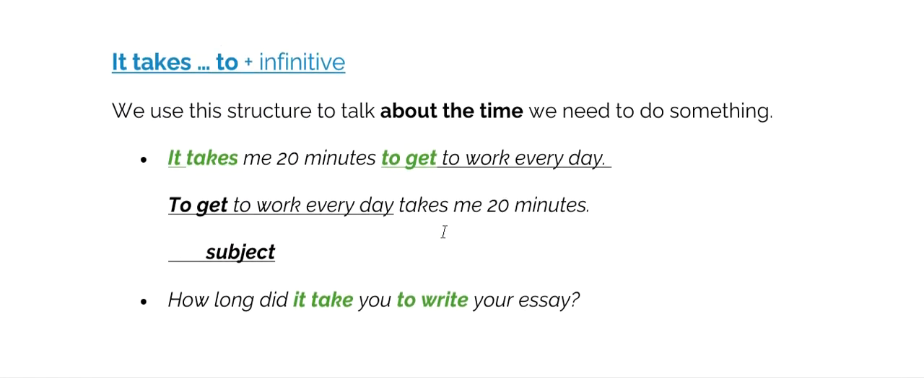And finally, we can use the phrase it takes. We can start our sentences with it. Finally, no, it's a penultimate point, I think. We can use it takes to plus infinitive to talk about the length of time. For example, it takes me 20 minutes to get to work every day. It takes me a week to finish the project, and something like this.